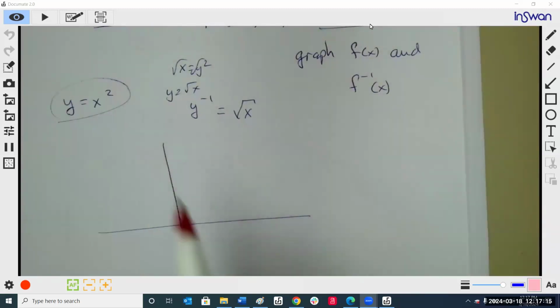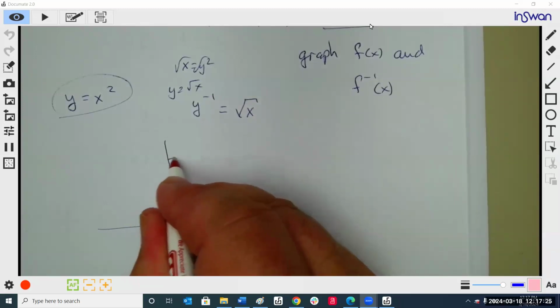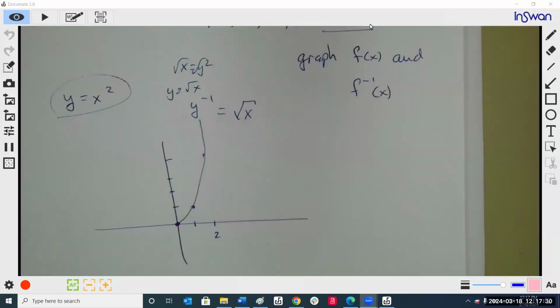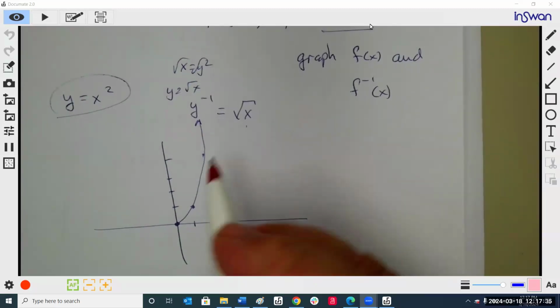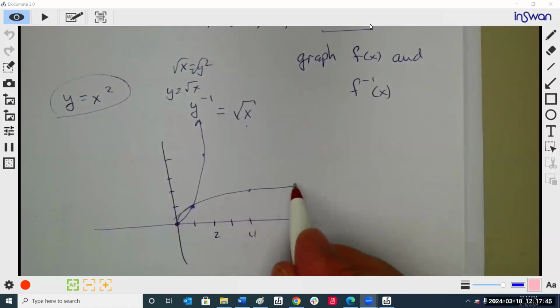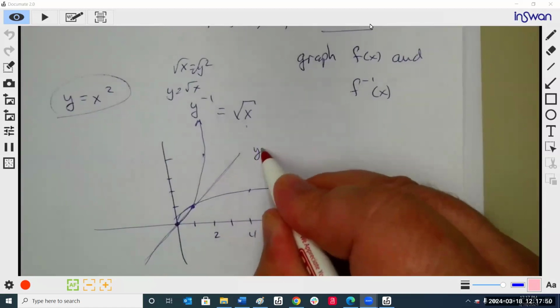So what does this graph look like? At 0, it's 0. At 1, it's 1. At 2, it's 4. And it goes on forever. This graph starts at 0. At 1, it's 1. At 4, it's 2. And it looks like this. Again, it's symmetric about the line y equals x.